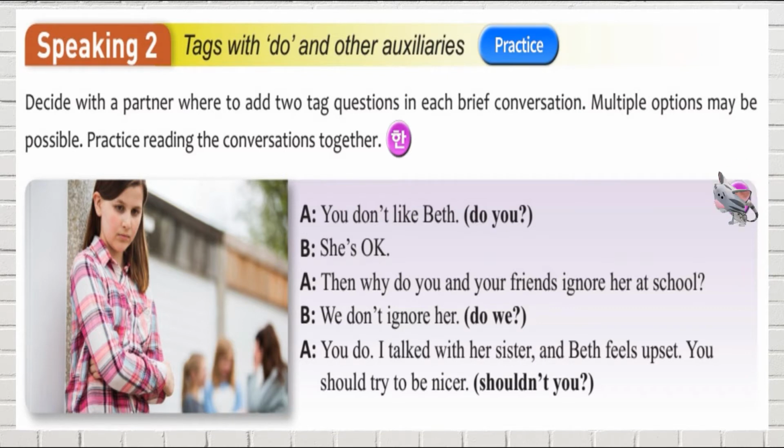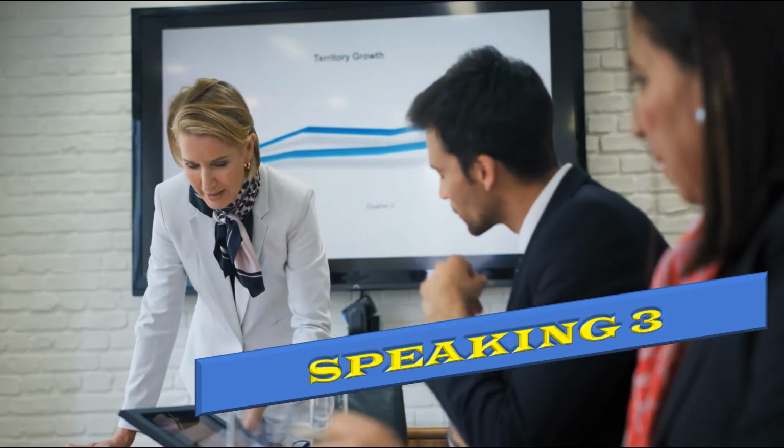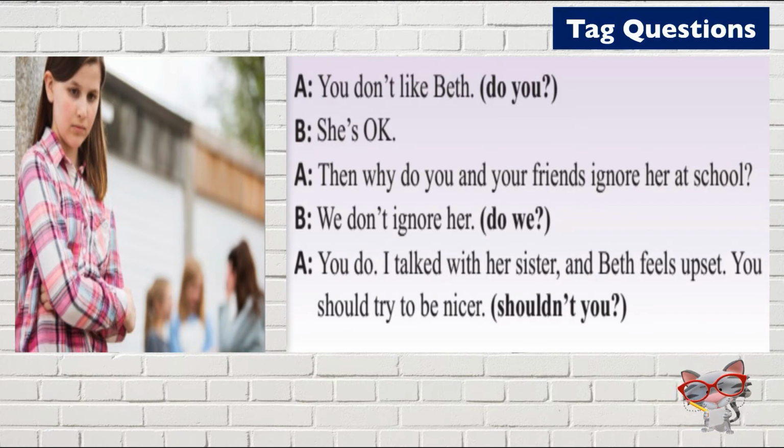So we're going to do the first one. Here, decide with a partner where to add 2 tag questions to each brief conversation. Multiple options may be possible. So the first one does an example for you. Let's see how that looks. Alright, so here we go, tag questions. So Young-hee, you read A, I'll read B.